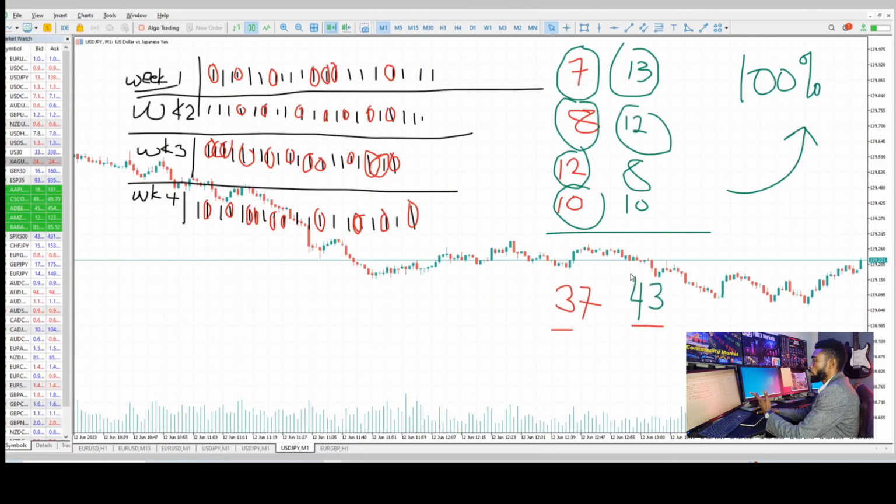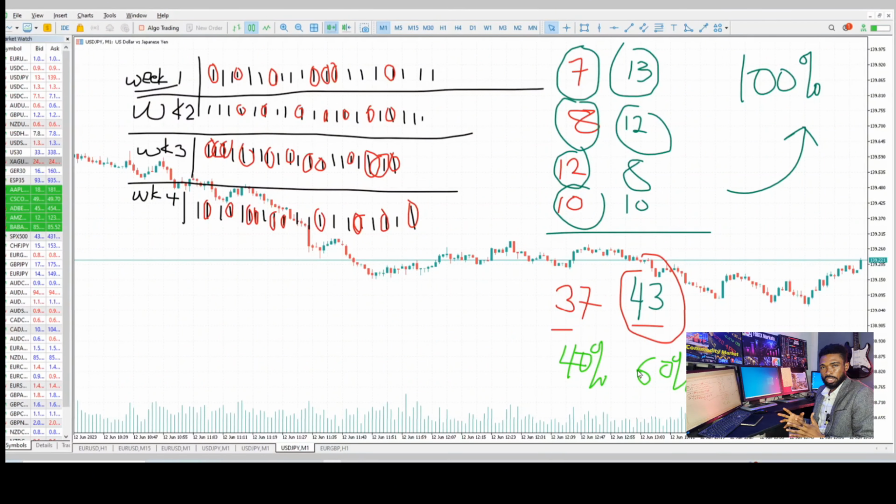How do you convert this to win rate? With this, we can clearly state that this 43 is higher than 37. So we can assume that without proper calculating, because if I bring raw calculation, most of you don't like maths, you are going to leave the channel, right? But I want you to just get the concept. So we can assume that this one can give us about 60%, right? 60%. And this can give us about, let's say, 40%. That's just an assumption without proper math calculation. So this is your win rate.